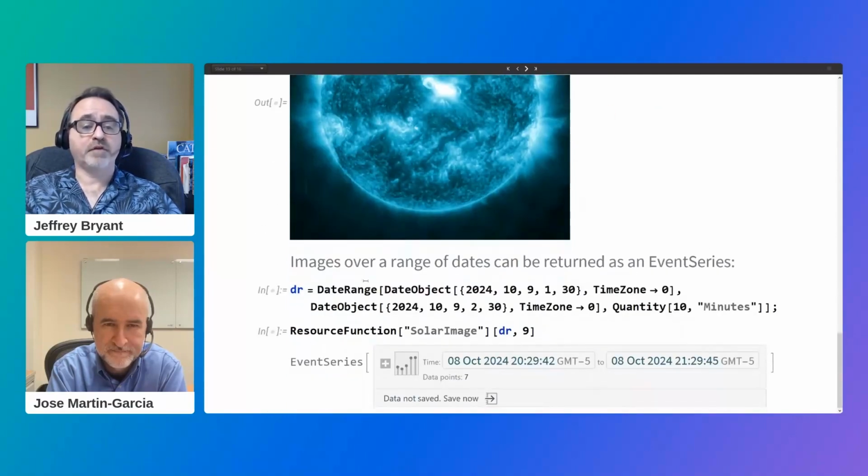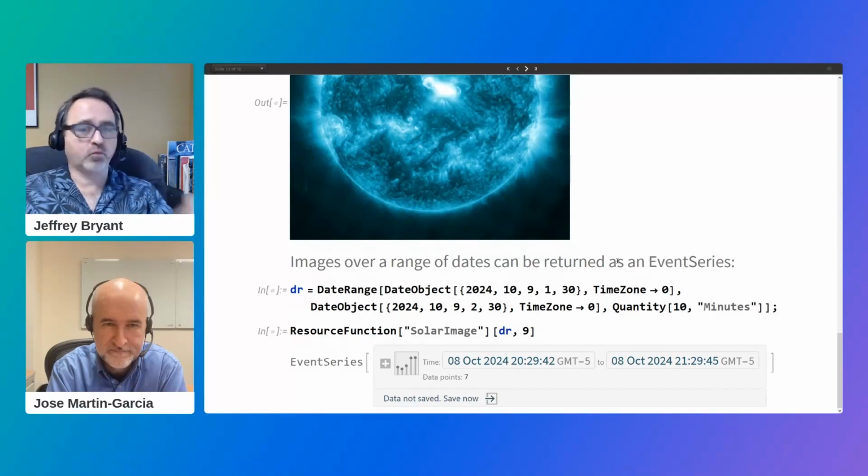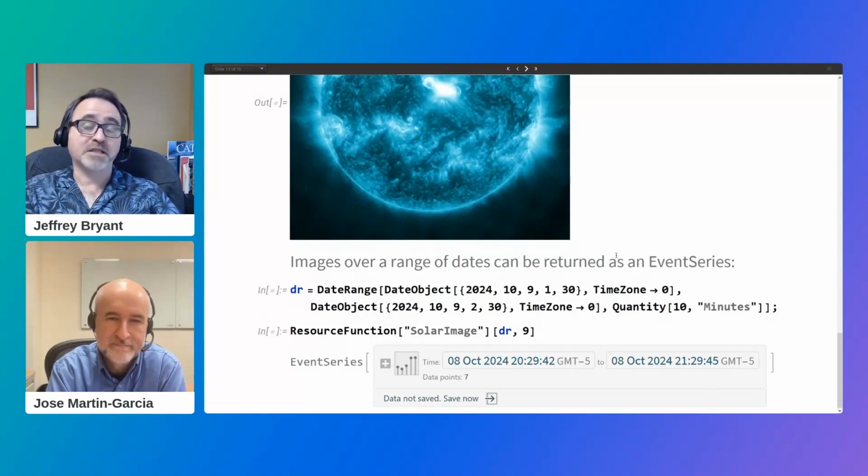You can also query for a range of dates, and you can get a series of images, and that's returned as an event series. Now, the thing I should note is that this particular API returns images that are quite large. They're actually 4K in size. If you're getting a lot of these, you might have to wait a couple minutes if you're going to get, say, 100 images or so. But if you're patient, you'll eventually get back an event series, and then you can do all your image processing locally. That's what Solar Image does. It will return an event series, which leaves you to pull it apart and reassemble it as a video, whatever you want to do.